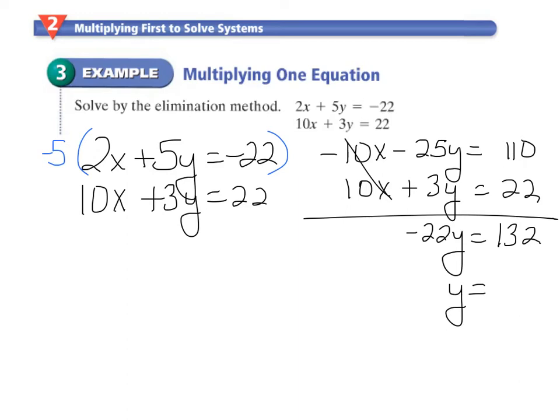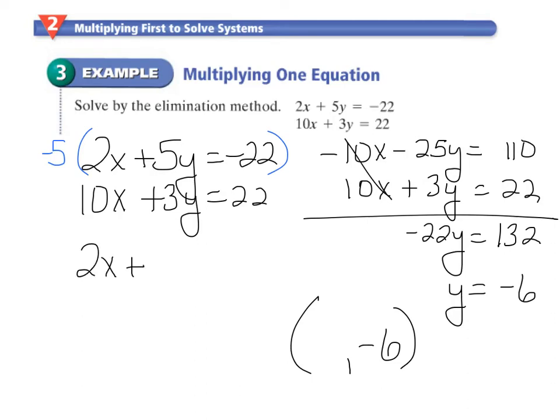It gives me negative 6. So my y value is negative 6. Now I can take this negative 6 and plug it into this equation, this equation, this equation, or this equation. It doesn't matter. I'm going to plug it into the first equation.